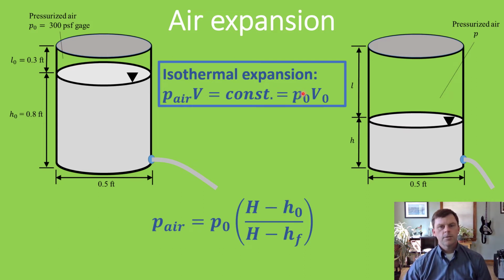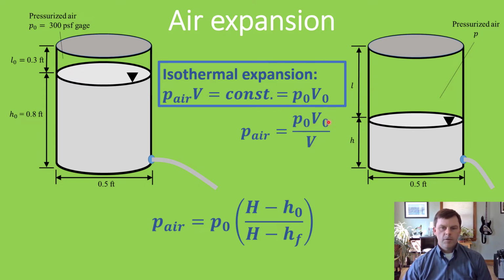This has to be an absolute pressure, though, if you're working with the ideal gas law, and this initial volume. But that is essentially the constant, and for any other time, this pressure times volume will be equal to this initial pressure times the initial volume. And so if we rearrange that, we can show that the air pressure above the water at any instant in time is equal to the initial pressure times the initial volume divided by the volume at that instant.